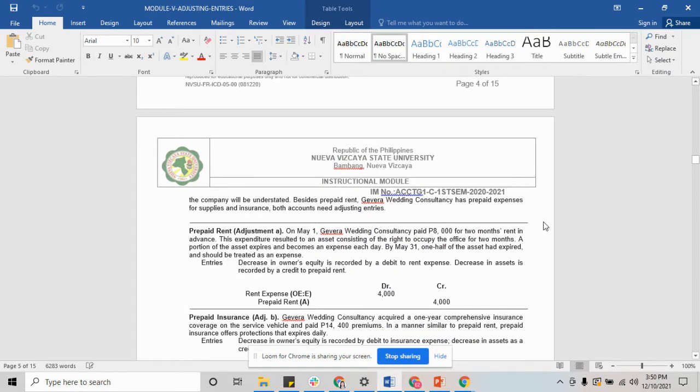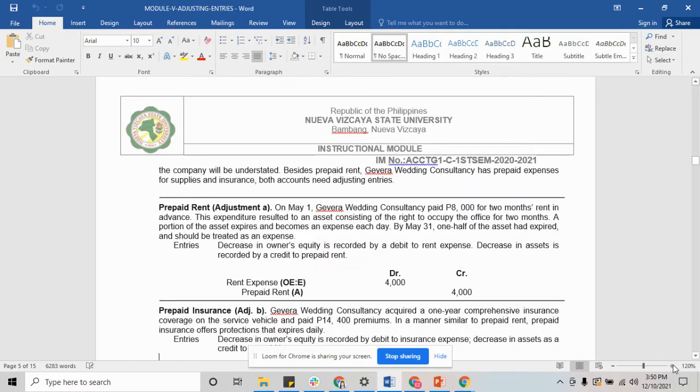Dito na tayo sa examples. Prepaid rent. For example, on May 1, Jevera Wedding Consultancy paid 8,000 for 2 months rent in advance. This expenditure resulted to an asset consisting of the right to occupy the office for 2 months. A portion of the asset expires and becomes an expense each day. So by May 31, one half of the asset had expired and should be treated as an expense.